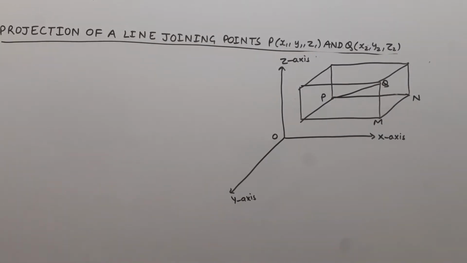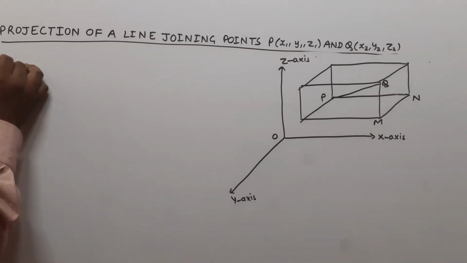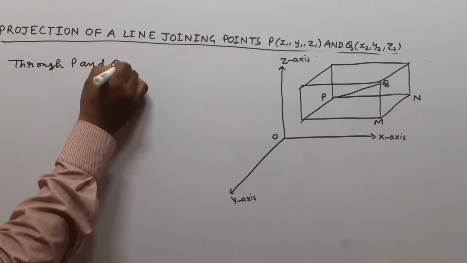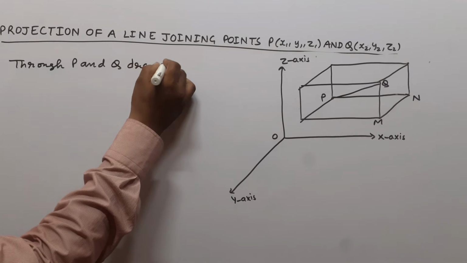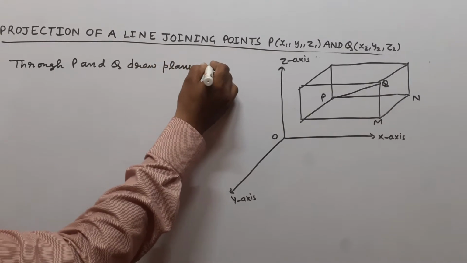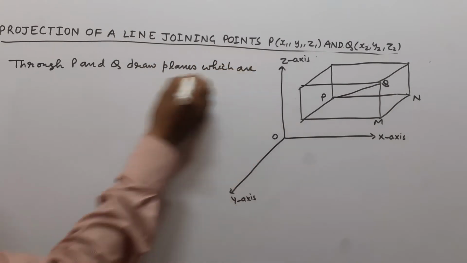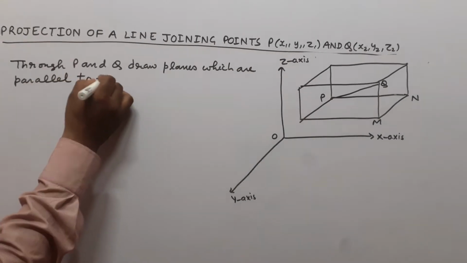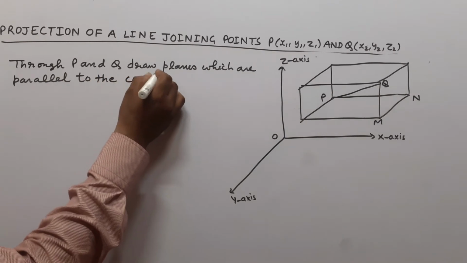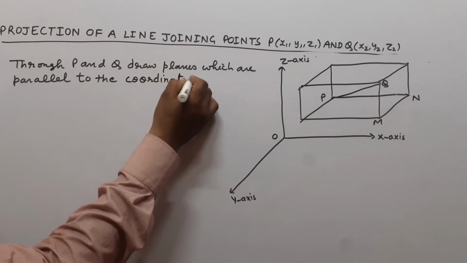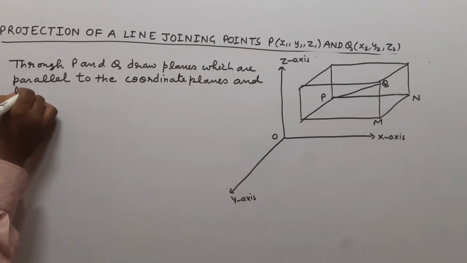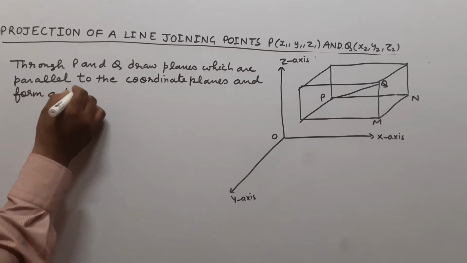Here we draw planes which are parallel to the coordinate planes. So first we write here: through P and Q draw planes which are parallel to the coordinate planes and form a parallelepiped.